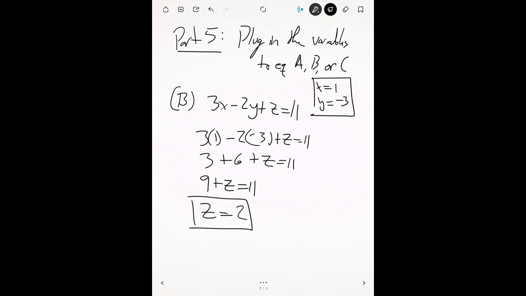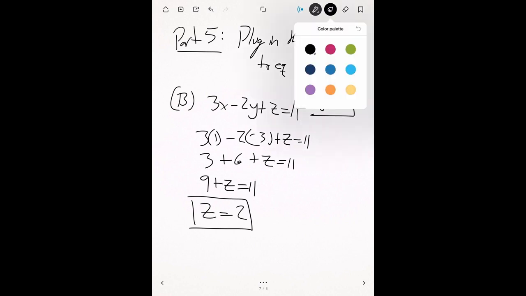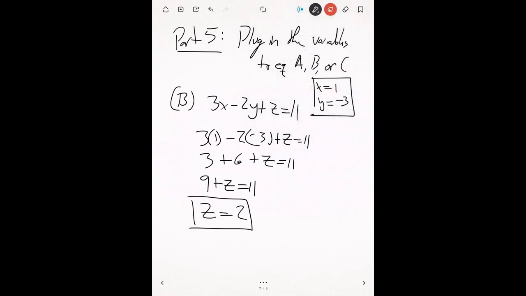So I've gone and solved this entire system. I found all three of the variables that are solutions for this. So let's write it down as an ordered triple. My solution is going to be 1 for x, negative 3 for y, and 2 for z. We have gone through and we've just solved a system of equations in 3 variables. This is how it's done. It's as simple as that.